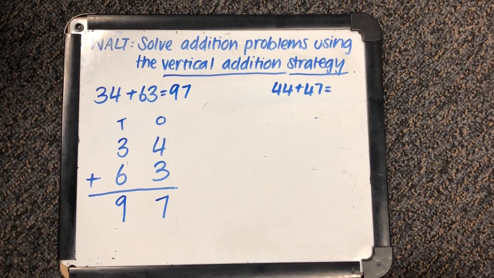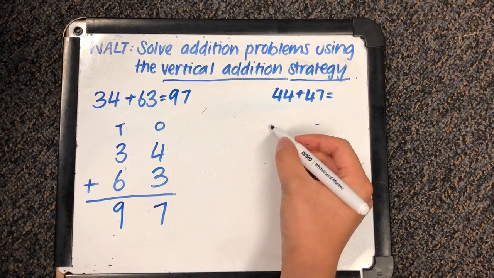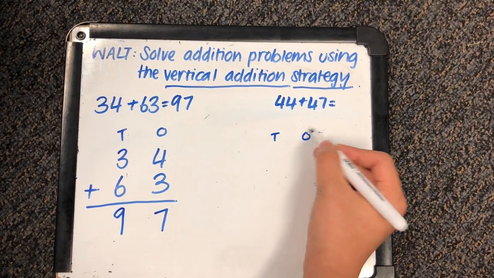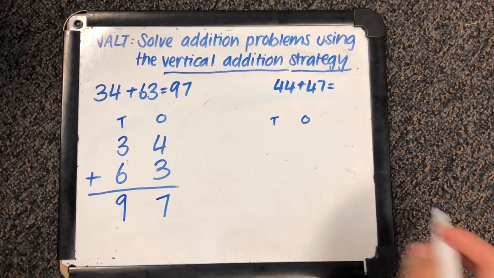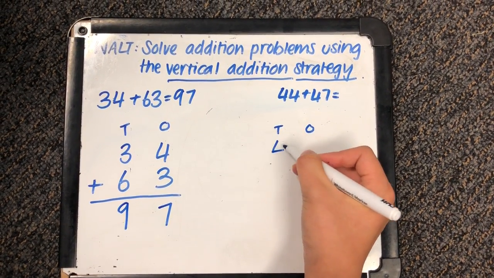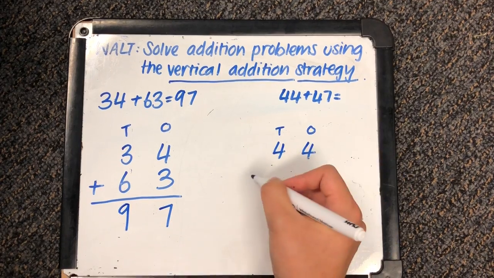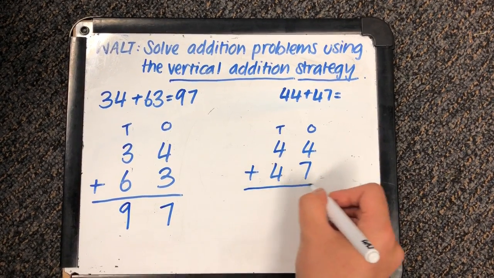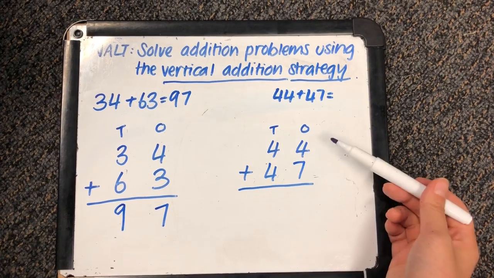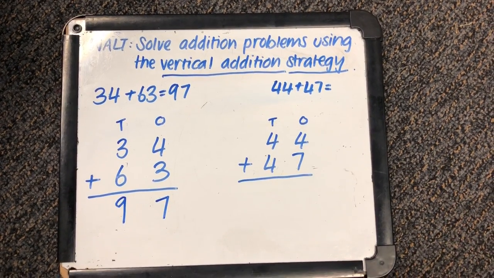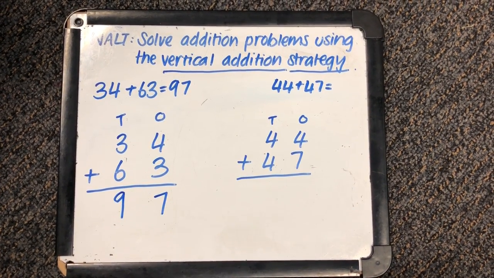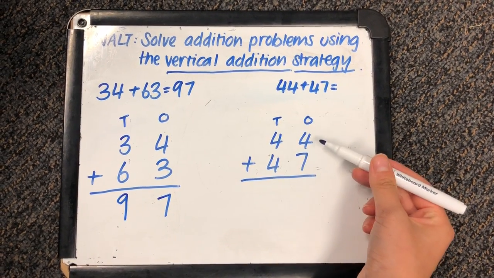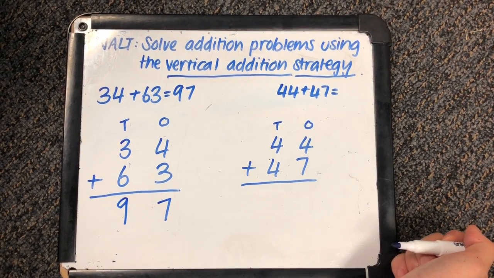Okay, let's go on to the next one. So once again, I'm going to just write out the tens and the ones to help me out. And I'm going to write 44 plus 47. All right, are you ready? 4 plus 7. What's 4 plus 7? Let's think about it. 4 plus 7 is 11.